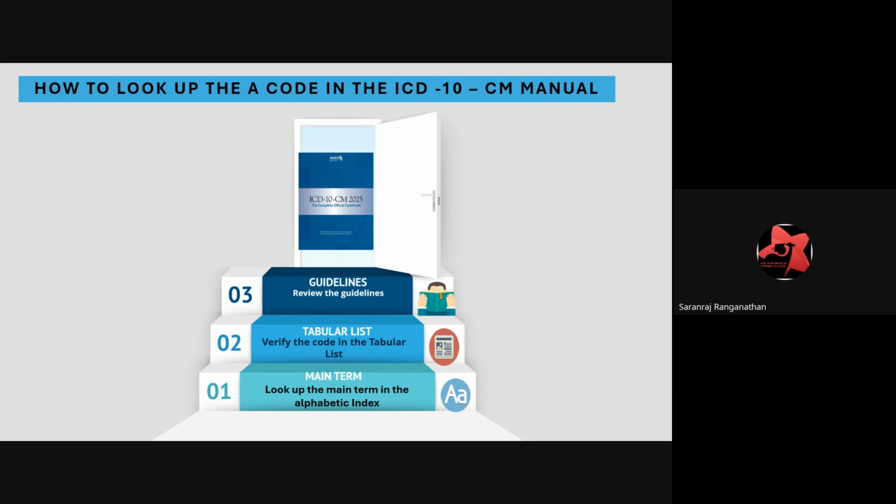Search the index term. In the index page, we have to search for the main terms. From the main terms, we have to see the tabular list for the complete description, and there in the description you will be able to see the guidelines. Based on the guidelines, we are going to use the codes.